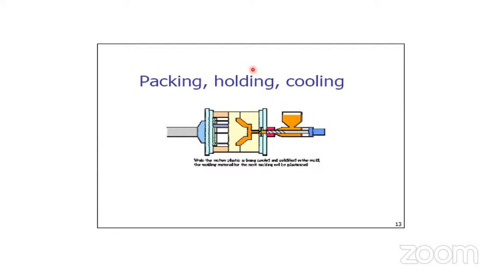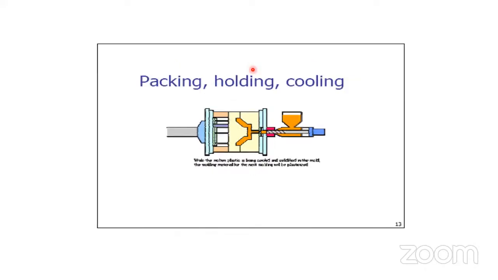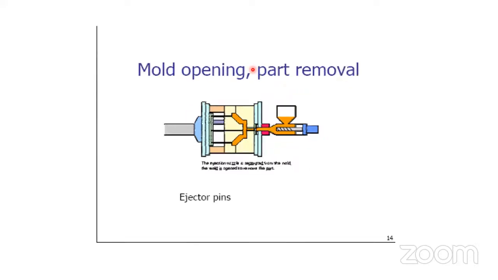These three operations will take place, friend: packing, holding, and cooling. Once the cooling finishes, first packing finishes, then holding time is out, then cooling time is out, then what will happen? Mold opening. Now you have to open the mold. The article is formed now.